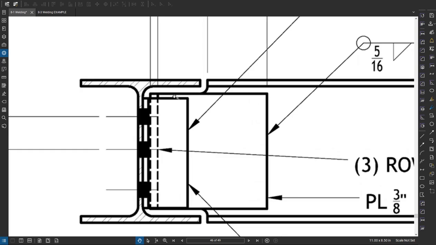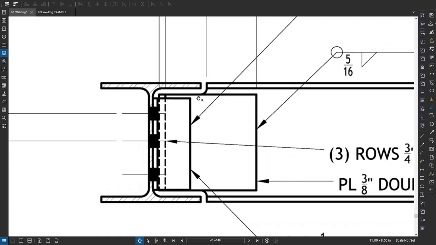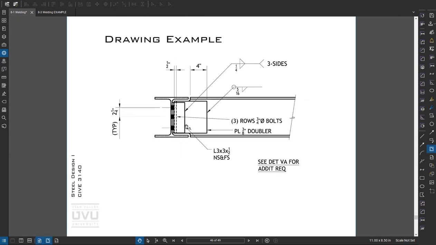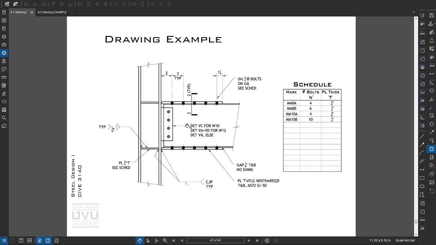So sometimes this causes a little bit of confusion where you go from an obvious fillet weld to a butt weld. Generally folks are capable enough to figure that out, but sometimes it's confusing enough that they'll ask a question, and that's fine. Here's a heavy moment connection.